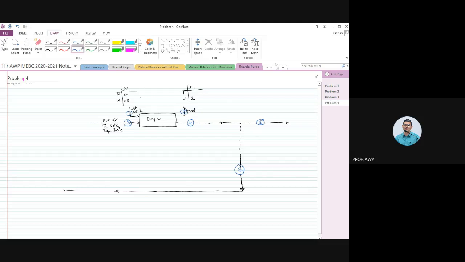So obviously stream number 4 is going to be air which is cooler than 60 degrees centigrade, and it is going to have more moisture content, more humidity, more kgs of water vapor per kg of dry air. So if we recycle it as such, we are obviously going to need some kind of fresh air.